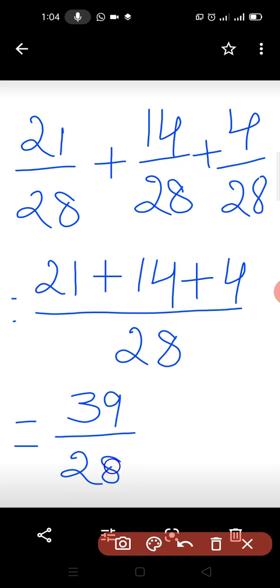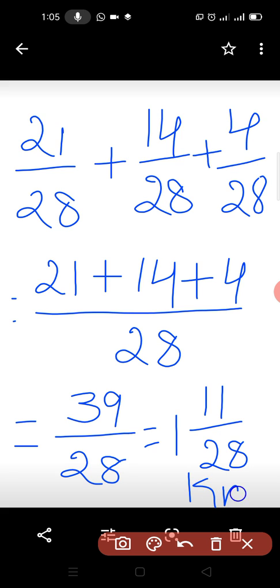Which type of fraction is this? This is an improper fraction because the numerator is more than the denominator. If you get an improper fraction, convert it into a mixed fraction. Now by doing the division, 28 ones are 28. What is the remainder? 11. 11 by 28. So the distance travelled by Priya is 1 and 11 by 28 kilometers. This is the solution for the third question.